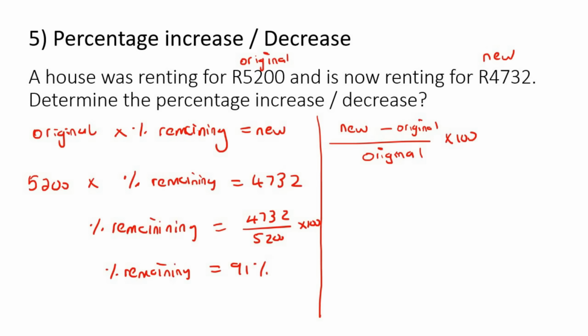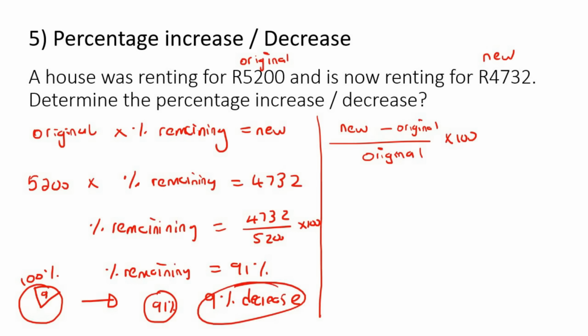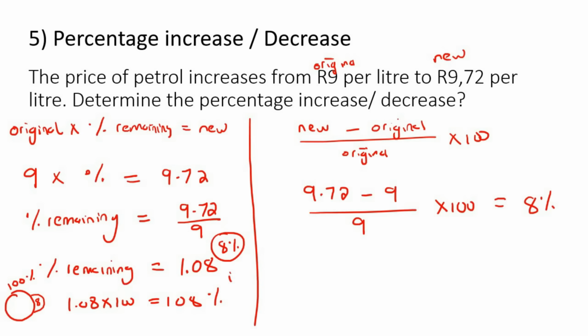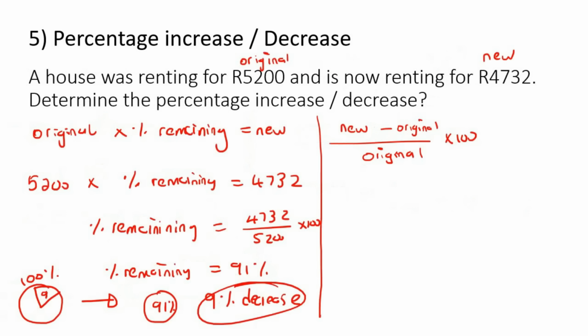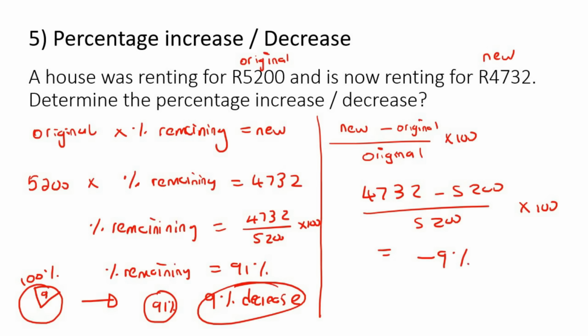That's not the answer. Remember that the original price is always 100%. But now it's gone to 91%. So that means that they must have taken away 9%. So that's the amount they decreased by. They did a 9% decrease. For the previous one, I should have said an 8% increase. Okay, now if we use this formula, this one's a little bit easier. You just take the new price minus the original price divided by the original price times 100. Here you're going to get a negative answer. It'll give you -9. That just means 9% decrease.